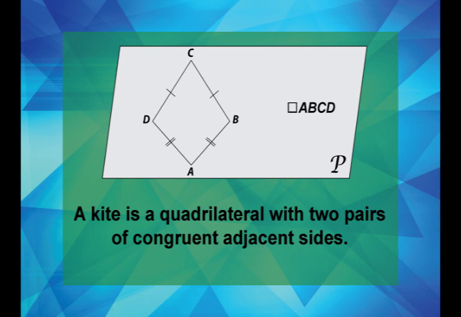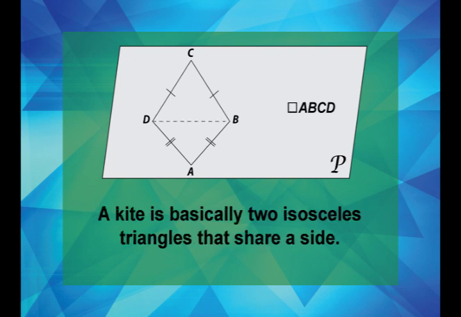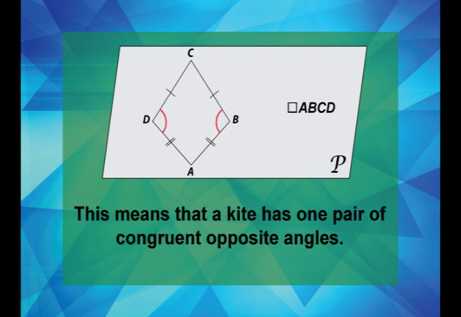Here's another way of looking at a kite. A kite is basically two isosceles triangles that share a side. The dashed line helps you see the two isosceles triangles. Recall that isosceles triangles have congruent base angles. This means that a kite has one pair of congruent opposite angles. With this kite, angles B and D are congruent.